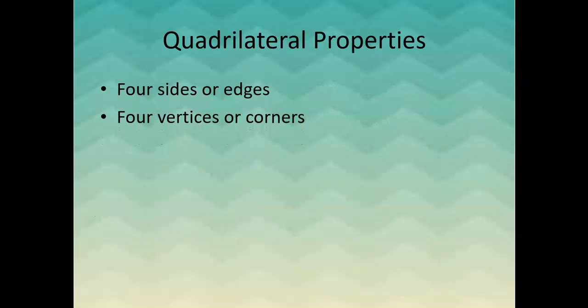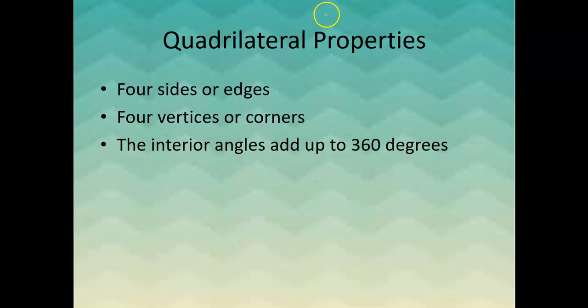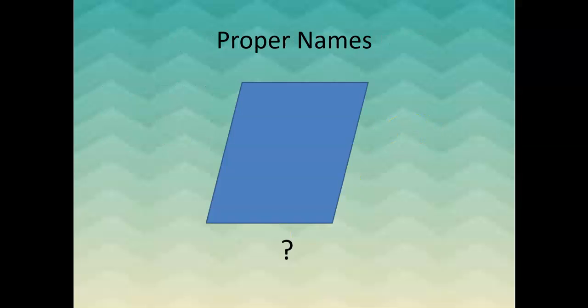Quadrilaterals have four sides or edges. They also have four vertices or corners. A vertices or vertex is where two edges or two sides meet. And we know, based on our sum of interior angles formula, that the interior angles have to add up to 360 degrees. Number of sides is 4 minus 2, and then 2 times 180 is 360 degrees.